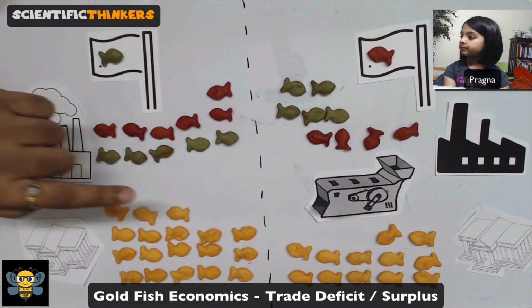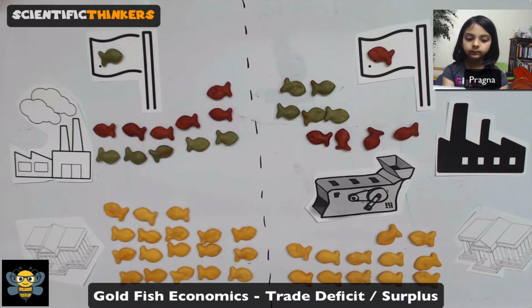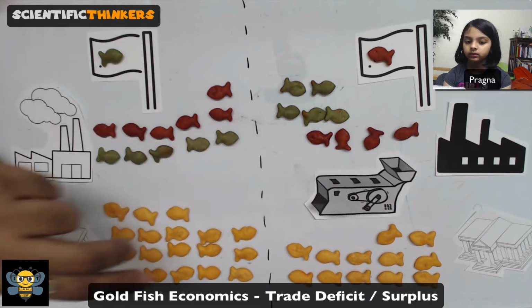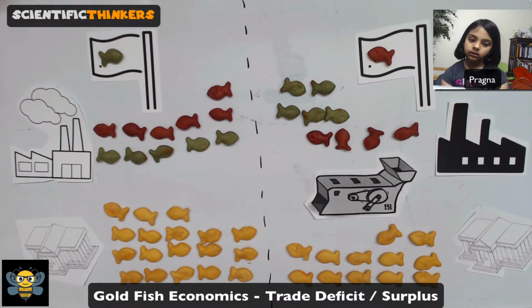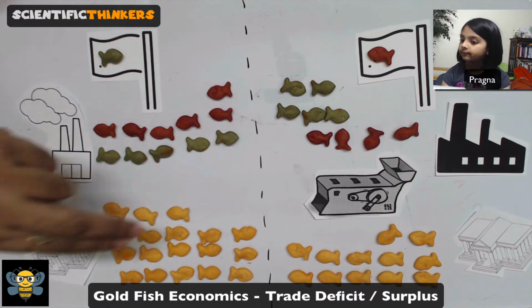What's important is, what do you do with your trade? Are you buying equipment or are you just buying goods and supplies? Are you just buying orange juice? Are you just buying goldfish so you can eat goldfish, right? So that's called trade deficit and trade surplus.